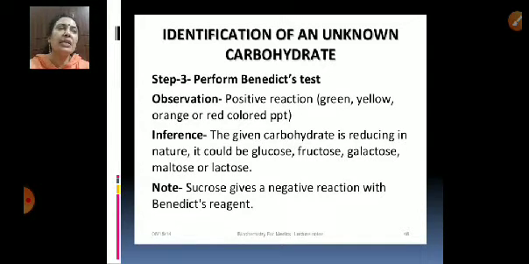If you get a brick red color precipitate after performing Benedict's test, or even if you get a green or a yellow or an orange precipitate, the test is positive and the given carbohydrate is a reducing sugar. So if Benedict's test is positive, the compound may be glucose, fructose, galactose, maltose or lactose. If the Benedict's test is negative, then the compound may be a non-reducing sugar. That means it may be sucrose.